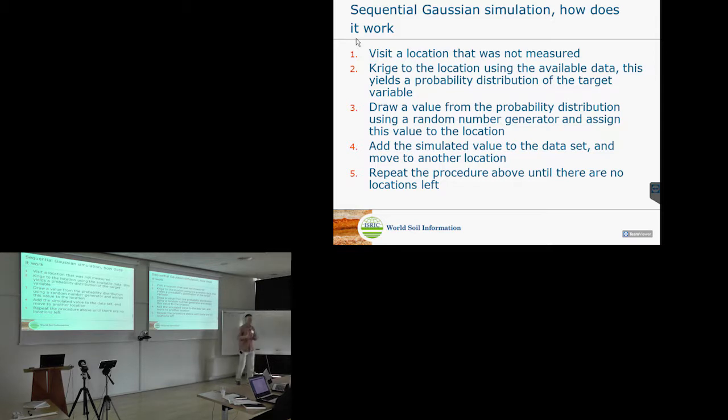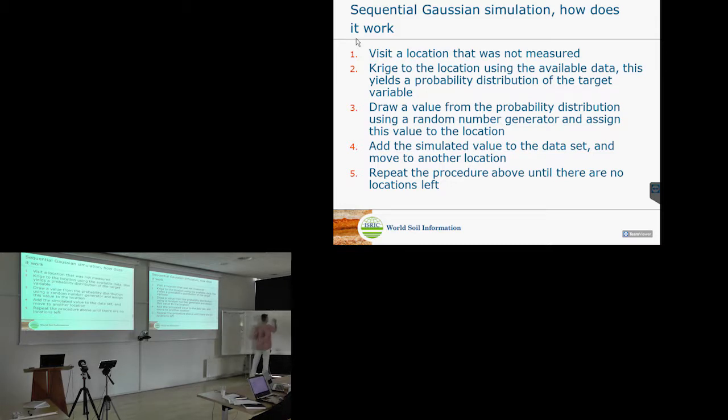And you want to create a possible reality using this algorithm. So what you do, you go to a location that you haven't been to before. Maybe over here. You do a kriging, ordinary kriging, regression kriging, I don't care. Given your geostatistical model, you have assumed either a constant trend or a trend that is a function of covariates, doesn't matter. You make your prediction over here. So you get a prediction, but you also get the uncertainty.